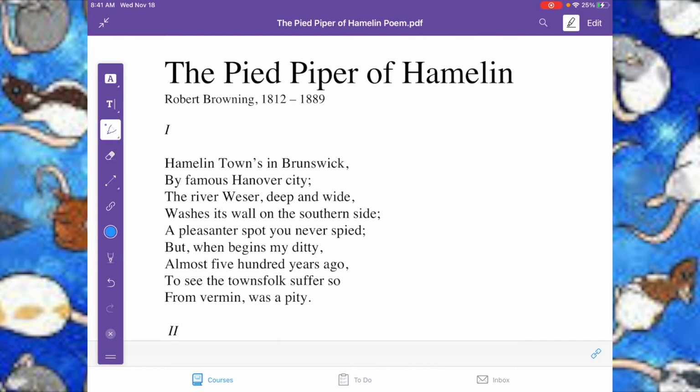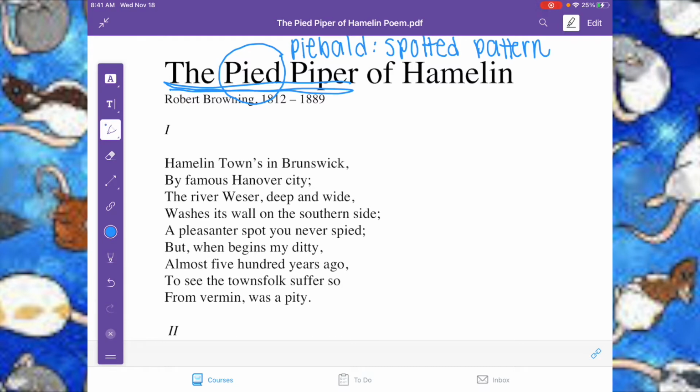So let's start by looking at the title of our narrative poem, The Pied Piper of Hamelin. Here we see pied, which already is going to remind us of our vocabulary word piebald. And piebald, we know, is something that has a spotted pattern to it. So we're thinking, okay, the Pied Piper of Hamelin, this is going to be a character. Perhaps he has some type of spotted pattern to his clothing.